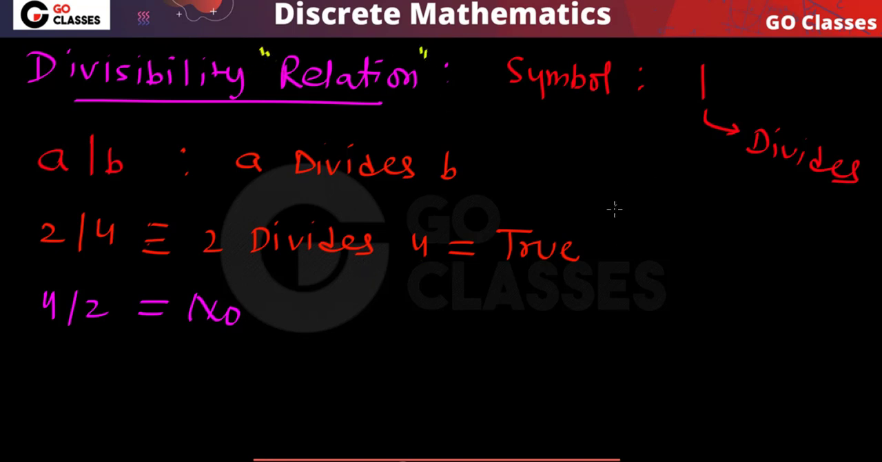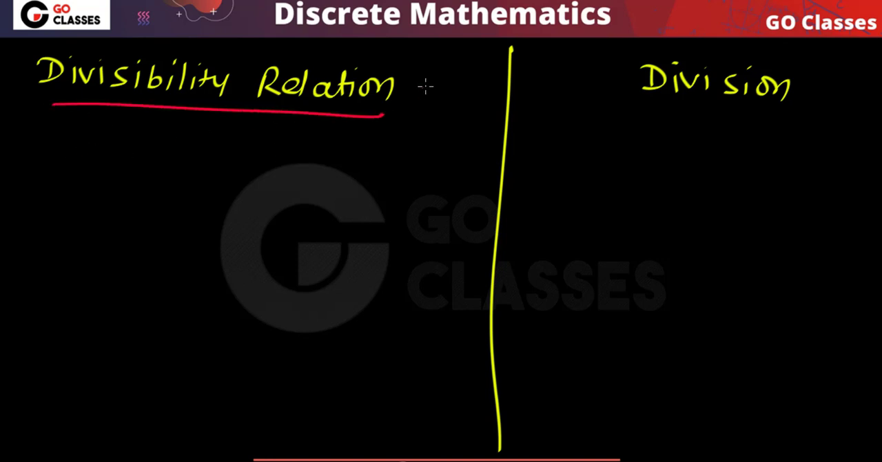Remember the difference. Let's understand the difference between the divisibility relation and division. So let's understand the difference between these two. What is this divisibility relation and division? Clearly you understand the difference. Remember, for the divisibility relation, the symbol is this, and this symbol is known as divides. We call it divides.